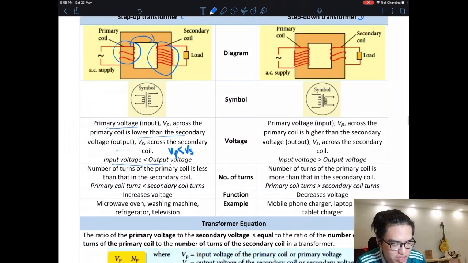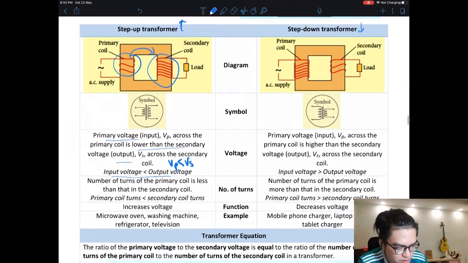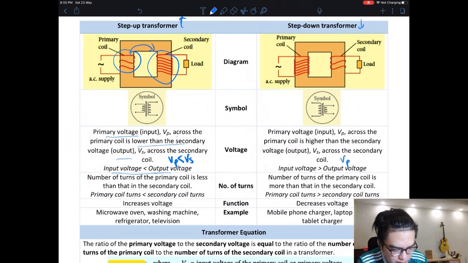But for step down, it's the other way around. Secondary is less than primary. Can you see the coiling here is less? I'm decreasing my voltage. This is more. I'm decreasing it. So step down.